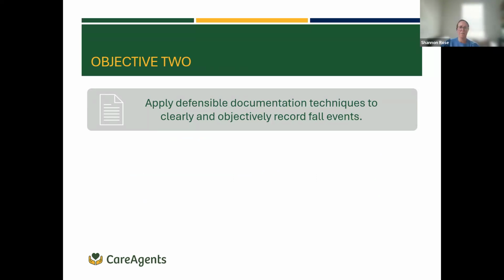Let's move to our second objective. So we discussed documentation best practices. Let's look at how to apply defensible documentation techniques to clearly and objectively record fall events.